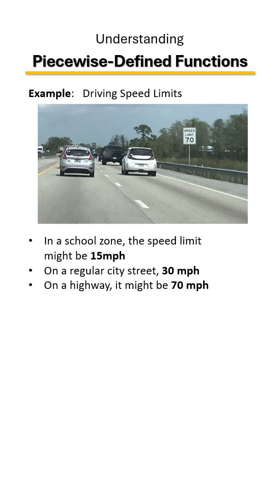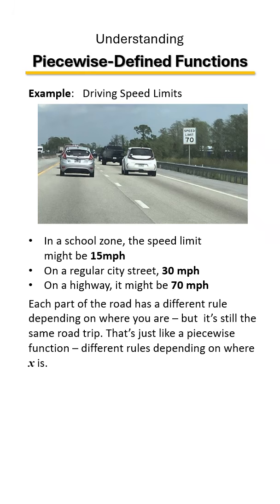Let's use a real-world example to help this make sense. Driving speed limits. In a school zone, the speed limit might be 15 miles per hour. On a regular city street, 30 miles per hour. And on a highway, it might be 70 miles per hour. So each part of the road has a different rule depending on where you are, but it's still the same road trip. And that's just like a piecewise defined function. Different rules depending on where x is.